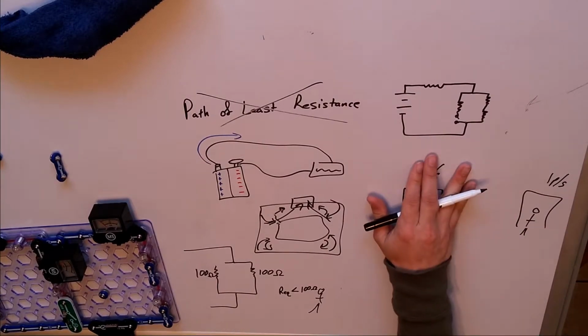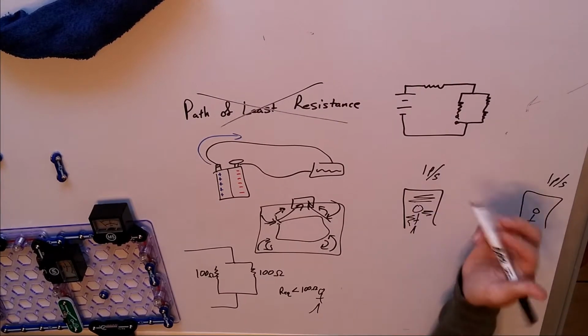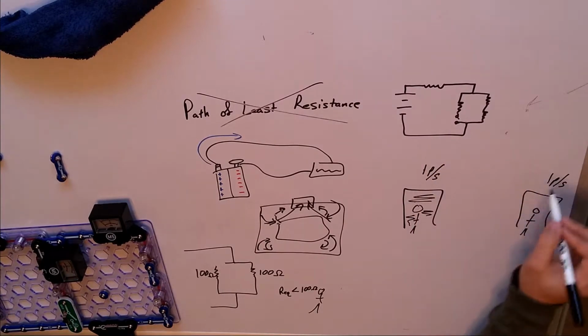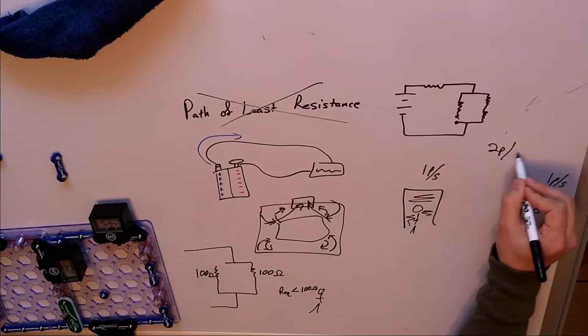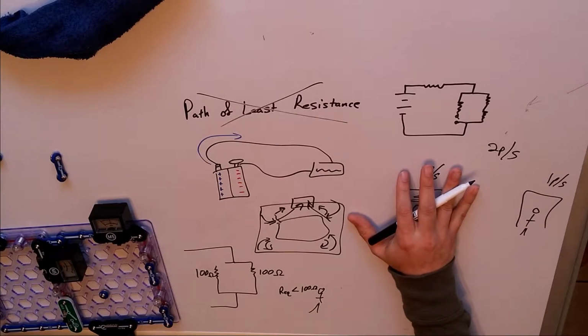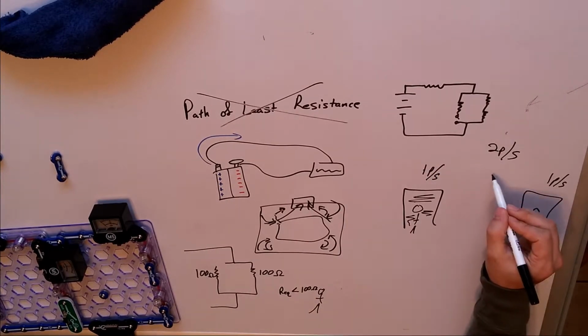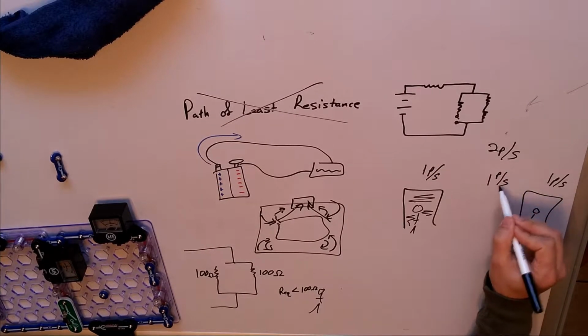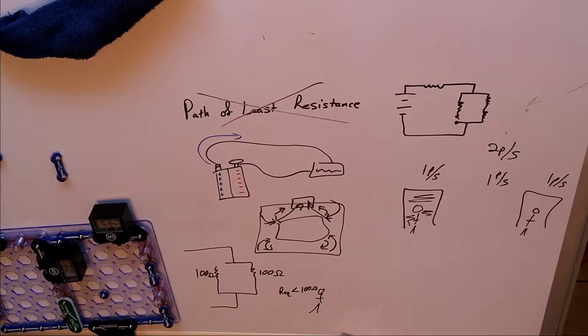But if I close this door, this one goes away, and instead of having a total of 1 plus 1, I had 2 people per second. If I close this door, I only end up with 1 person per second. Well, that changes my current, how many people are getting out of the gym, how many charges are able to go through.